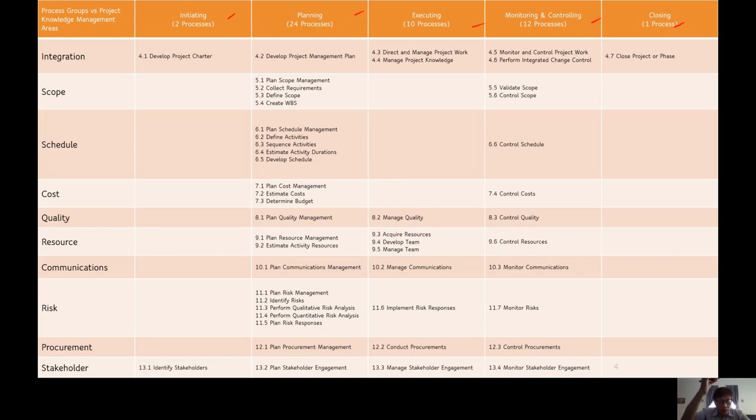And of course, running across on a vertical, it will be the knowledge areas known as integration, where everything comes together, scope, time, formerly was called time, now it's called schedule, cost, quality, resource management, inclusive of physical and human resources, communication, risk management, procurement, and lastly, the stakeholder management. So in total, there are 49 processes.